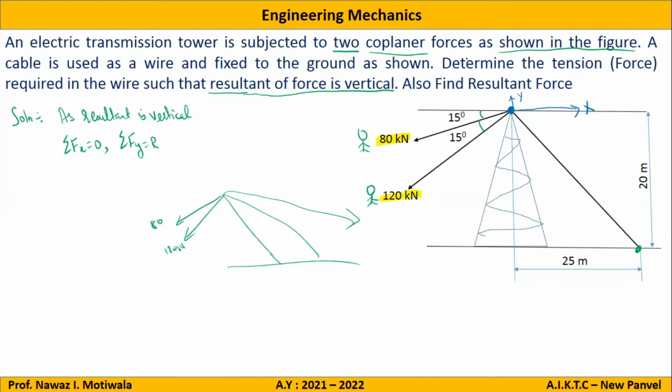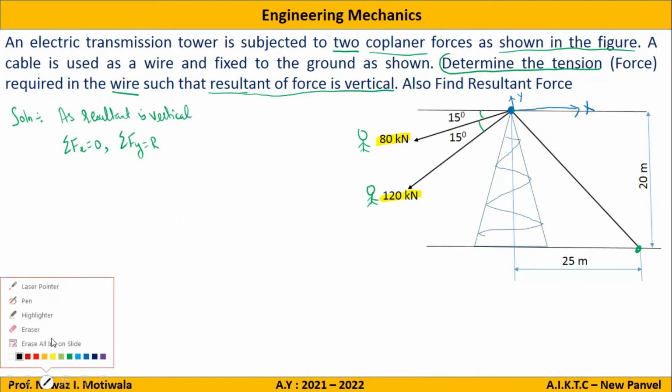Correct, so the question says the same: determine the tension force required in the wire such that the tower will be vertical, or the resultant will be vertical. So now can you tell me how many forces are there? Two or three? Three forces, sir. Three forces, correct. Two forces which are applied on the tower, the ones you see on the left side, 80 and 120, and the third force is this one, which will balance them.